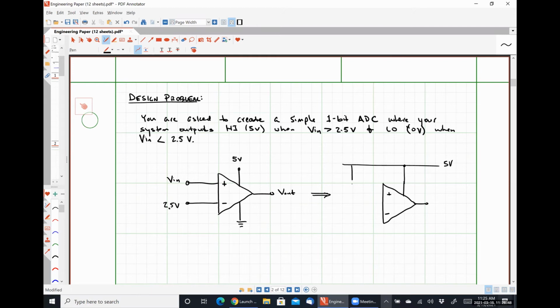Sorry. I took the batteries out of this thing and it wants to freak out on me. I put it in backwards.